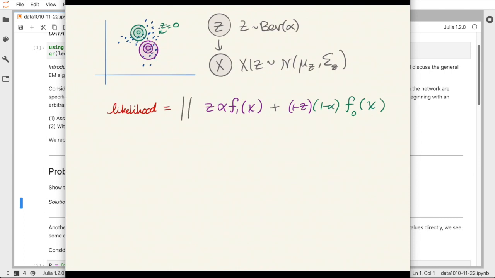The overall likelihood is the product of all the contributions from all the points. So for each point, we'll identify its z value as zi and its x value as xi, and we'll just be multiplying all of these factors. Each factor is either this value or this value, depending on whether the point is green or purple. So then the log likelihood is the log of this product, and the log of a product is equal to a sum of logs.